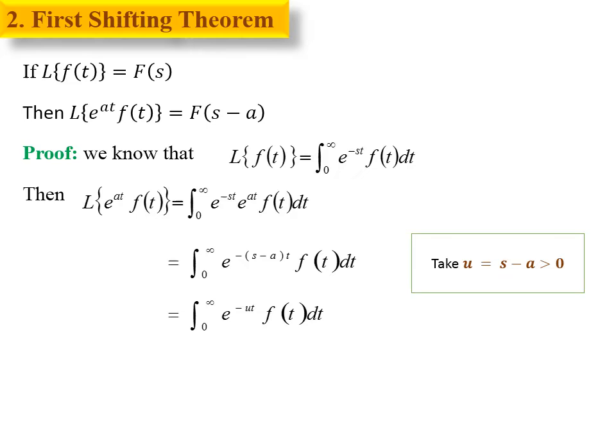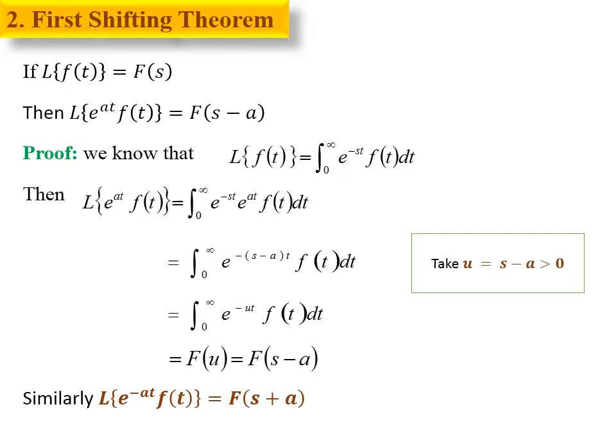So it becomes integral 0 to infinity e to the power minus ut f(t) dt. When we compare with the definition, simply in the place of s we have taken u, so it is F(u), and u is s minus a, so it is F(s minus a). Thus we have proved the first shifting property. Similarly, if it is given Laplace of e to the power minus at f(t), then it will be F(s plus a). This property is also useful when we solve questions related to Laplace transform.